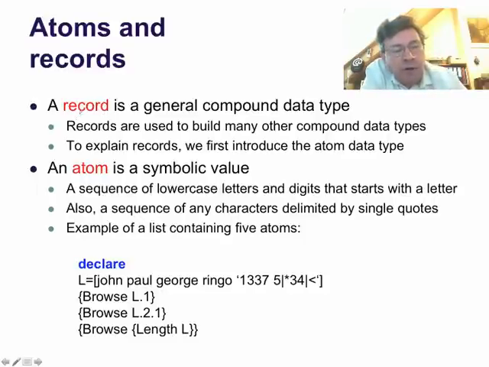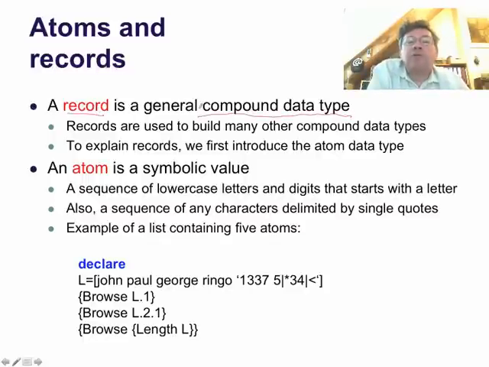Also, a record is going to be a compound data type. Records are, in some sense, the general compound data type, and we will build the other compound data types using records. To explain records, let's first introduce an even simpler type called the atom.